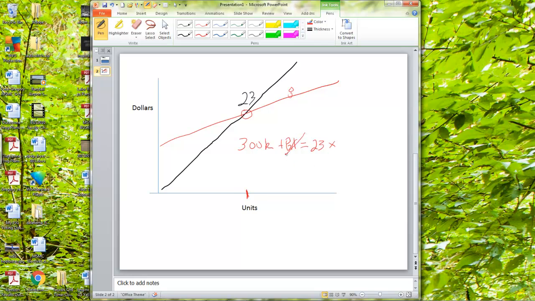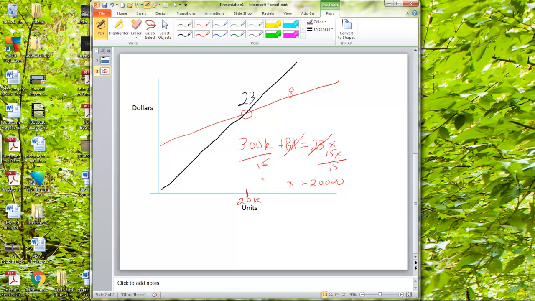How we do that is we subtract out our 8x. That goes to 15x. The next step would be divide both sides by 15. And you'll find that x is equal to 20,000. Okay? So the break-even point on our x-axis that we just calculated is 20,000.